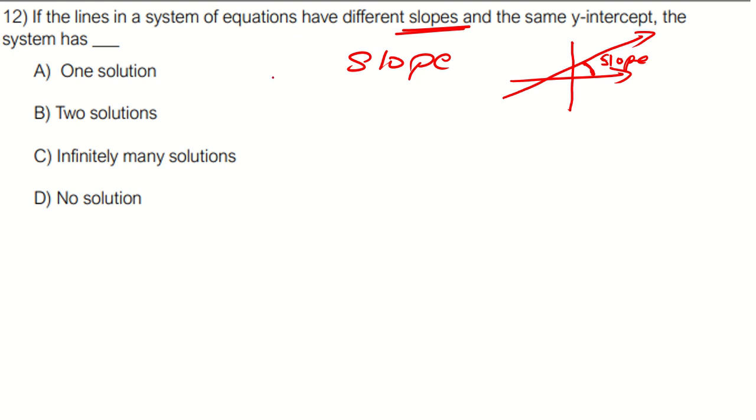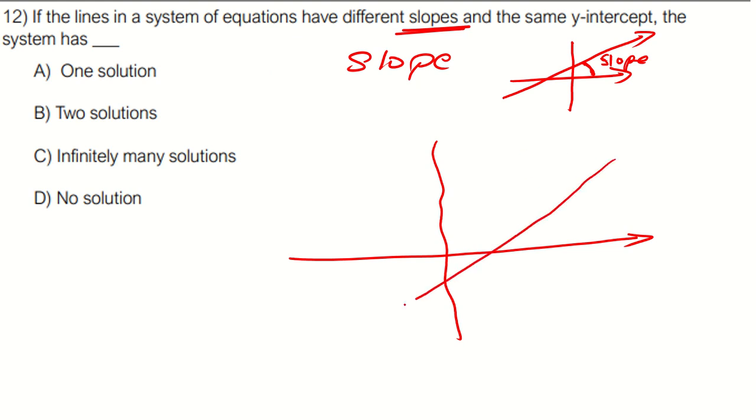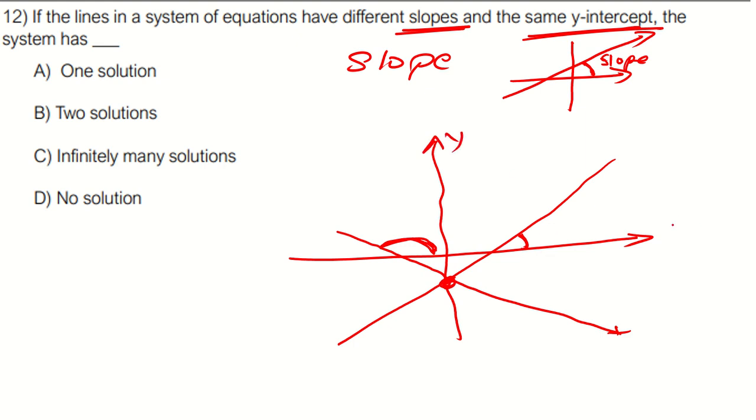So what they are saying here: if the lines in a system of equations have different slopes and the same y-intercept, let's make a picture here. They should have different slopes, means like this you make one and like this you make another. They have the same y-intercept, means necessarily they should cut the y-axis at the same point. So their y-intercept is the same and slope is different. Why is slope different? Because this angle and this angle are different. This is the y-axis, this is the x-axis.